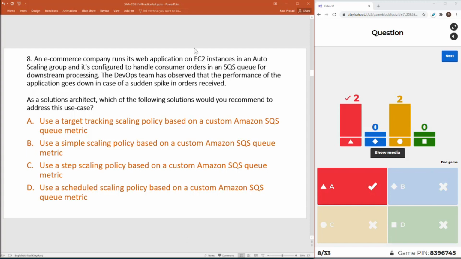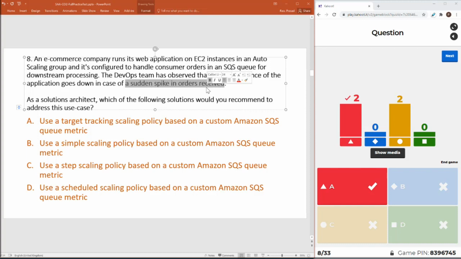The question here says that we have an SQS queue, and based on the queue depth, like the number of messages in the queue, our target system, which is reading from the queue, should be scaled accordingly. The performance of the application goes down in case of a sudden spike. There is a possibility that the number of items in the queue increases drastically. So let's say right now we have a formula of one EC2 instance for 10 messages in an SQS queue.